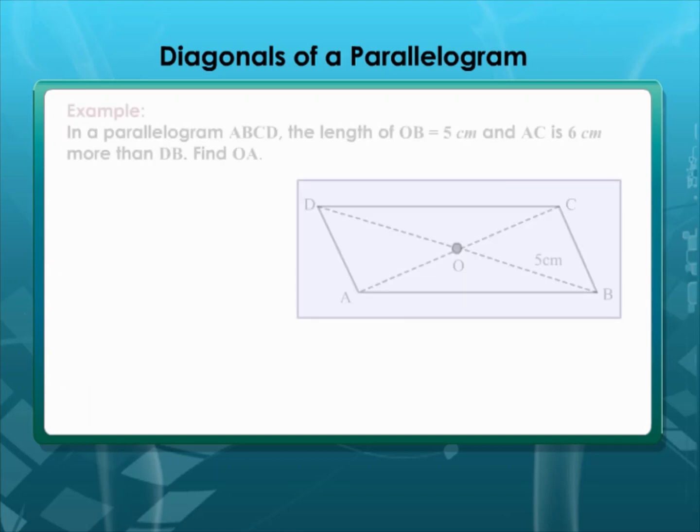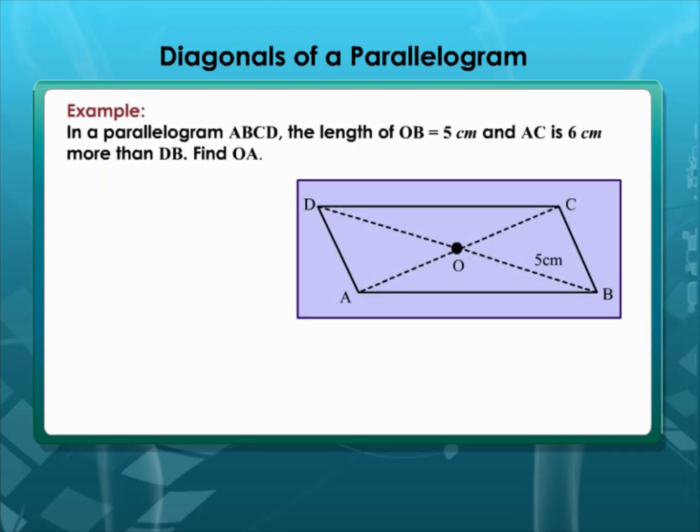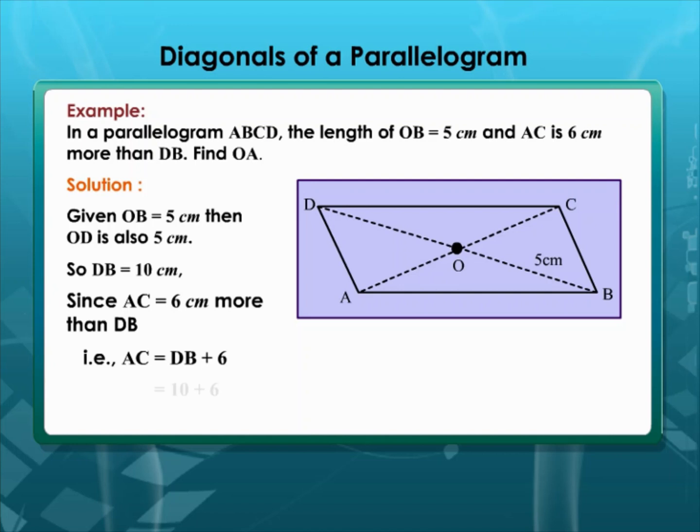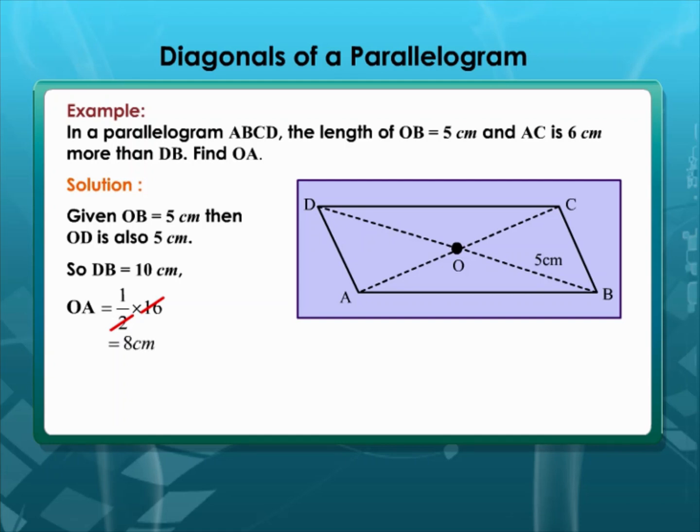Consider the example. In a parallelogram ABCD, the length of OB is equal to 5 cm and AC is 6 cm more than DB. Find OA. Given OB is equal to 5 cm, then OD is also 5 cm. So DB is equal to 10 cm. Therefore, AC is equal to 10 plus 6, which is equal to 16 cm. OA is half of AC. So OA is equal to 1 by 2 into 16, we get 8 cm.